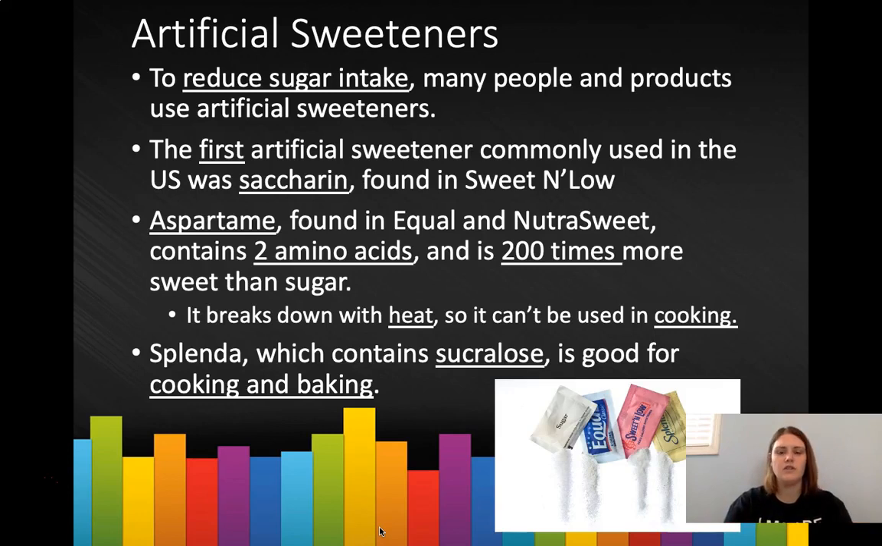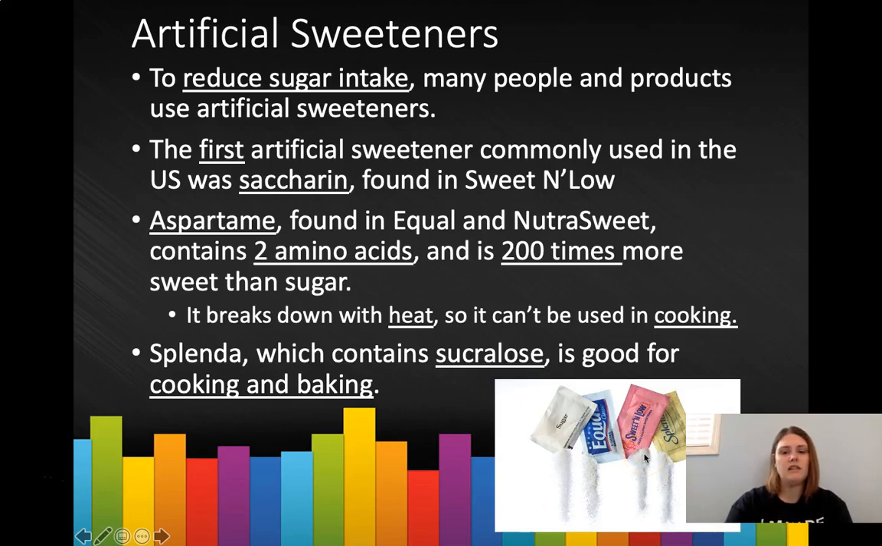Artificial sweeteners are used to reduce sugar intake. This is a really big thing for people who are diabetic. It's also used a lot for people who are trying to keep their blood sugar under control, or people who are trying to lose weight, because a lot of these artificial sweeteners don't have any calories in them. The first artificial sweetener that was commonly used was saccharin, and saccharin is in Sweet and Low. Sweet and Low, that's the little pink packets. There they are, the little pink packets.